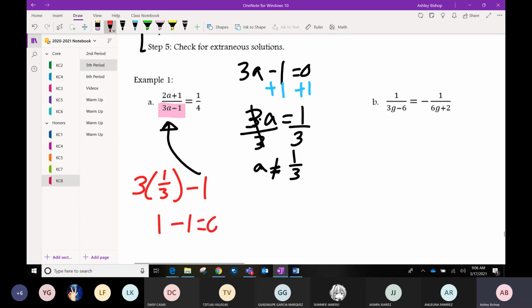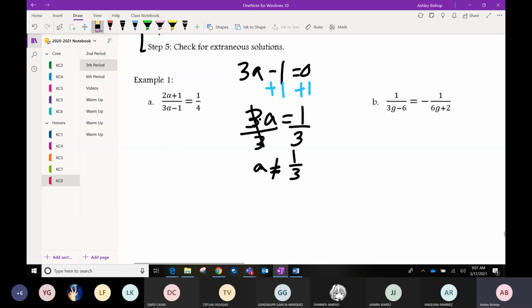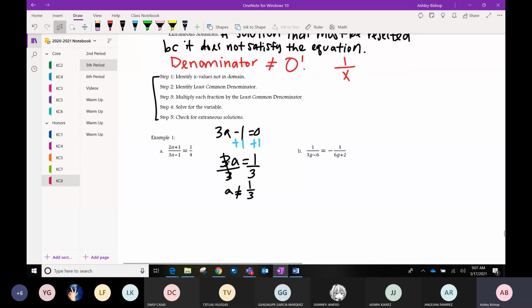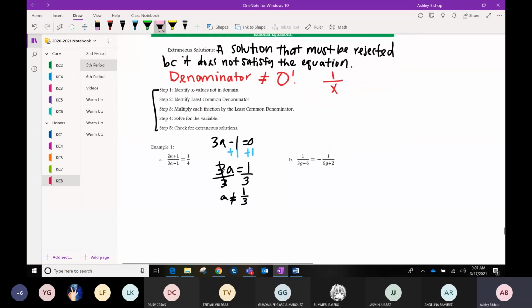1 minus 1 is 0. So if A is equal to 1/3, then in the denominator, when I substitute that value in, I'm going to get 0, and we don't want that. So the first thing you want to do is check for an extraneous solution. This is a solution that must be rejected, right? So an extraneous solution is a solution that must be rejected.